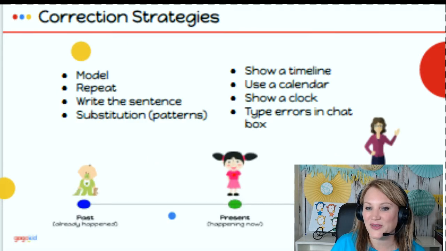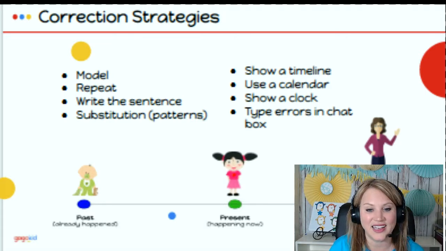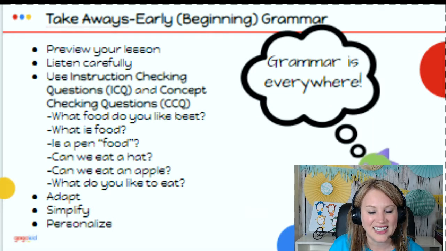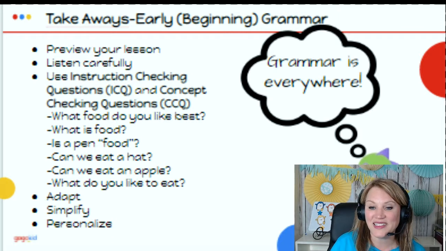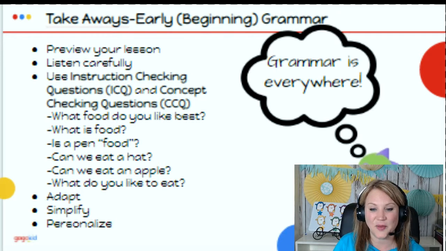We'll talk about some different correction strategies. We'll talk about some things like timelines that can help your student with past and present tense verbs that they will often have trouble with and leave off those endings. And we will also discuss ways to adapt and simplify those lessons and personalize them as needed.